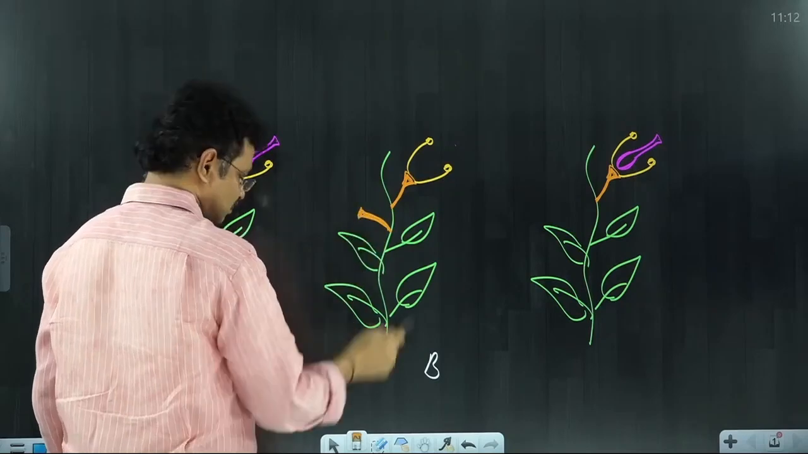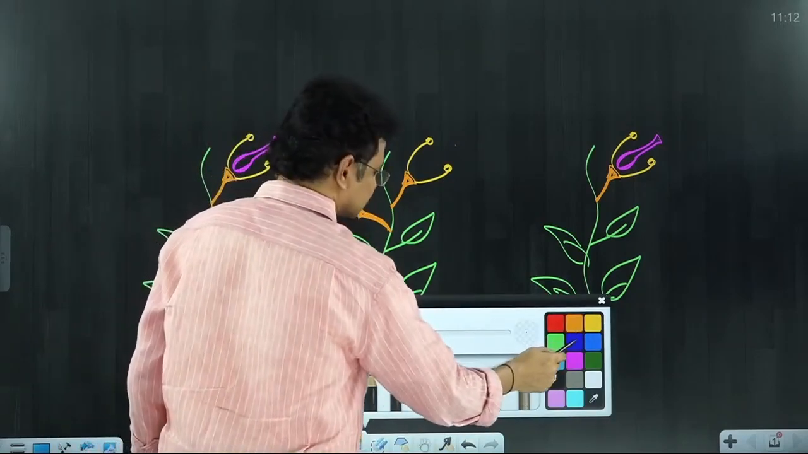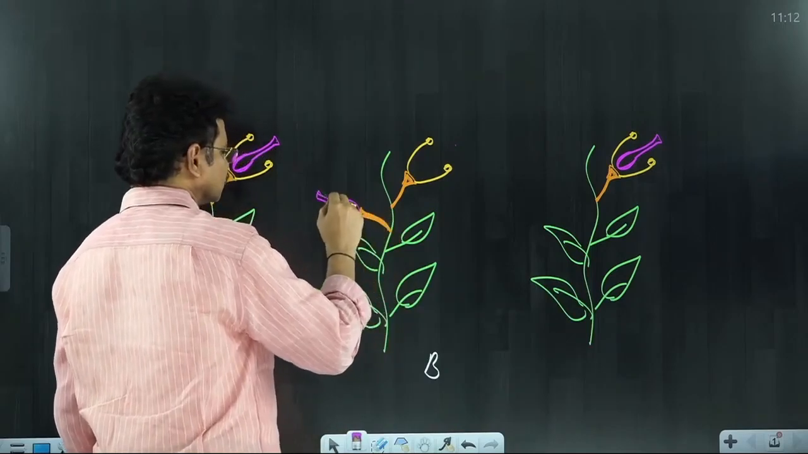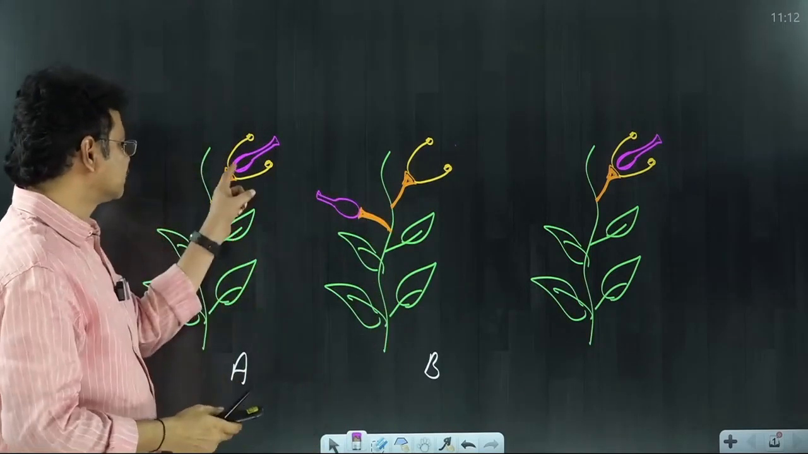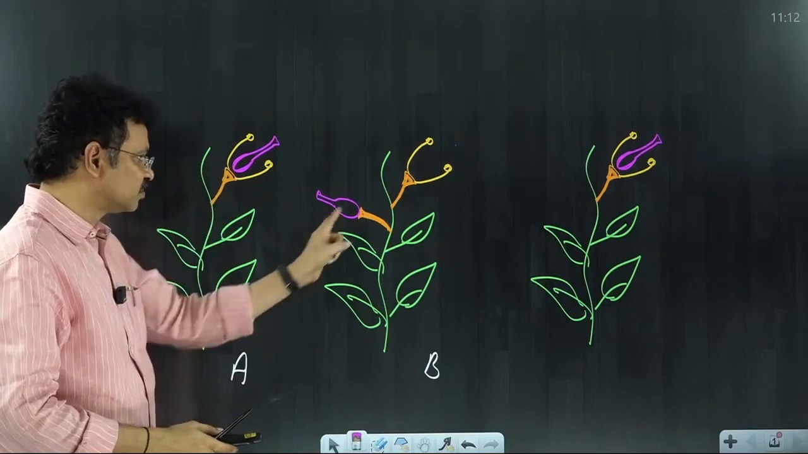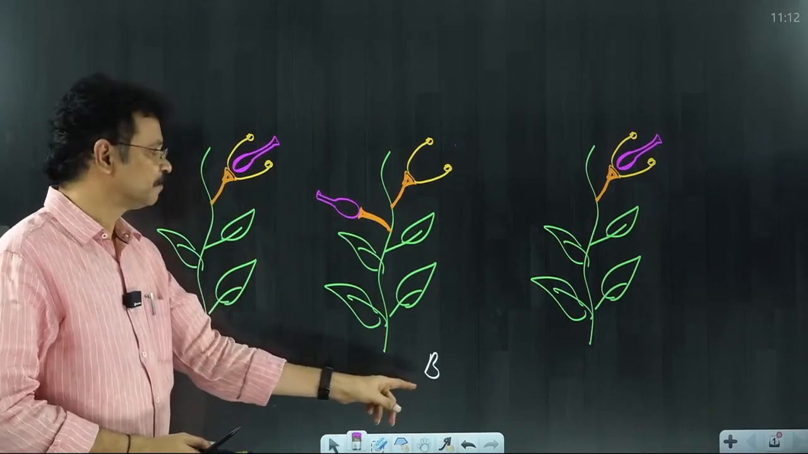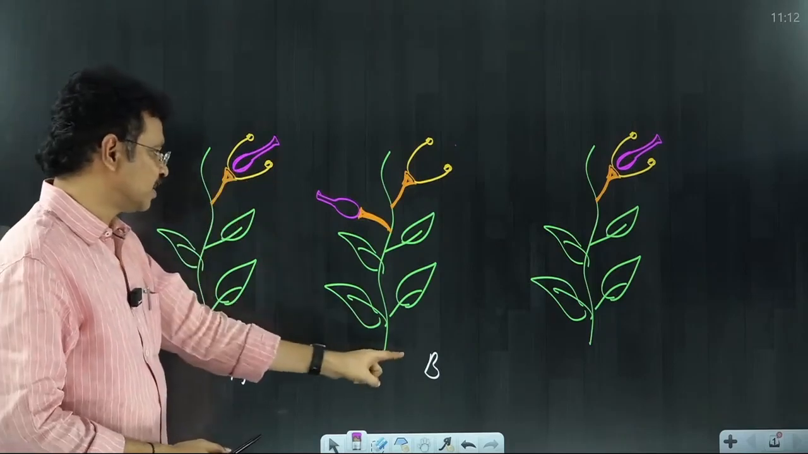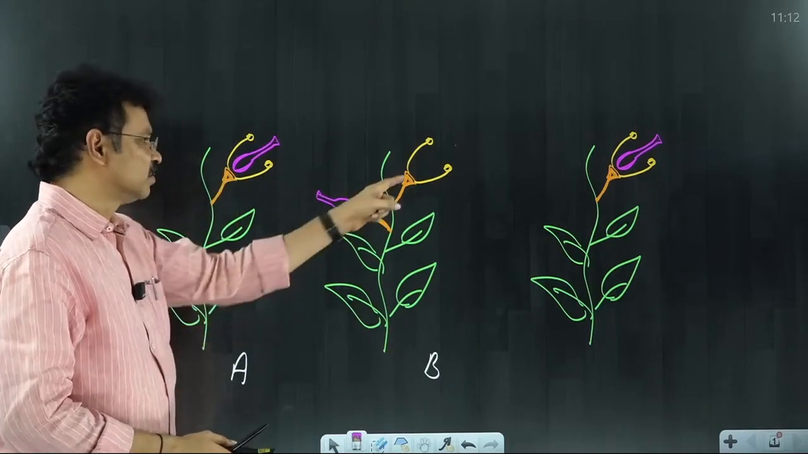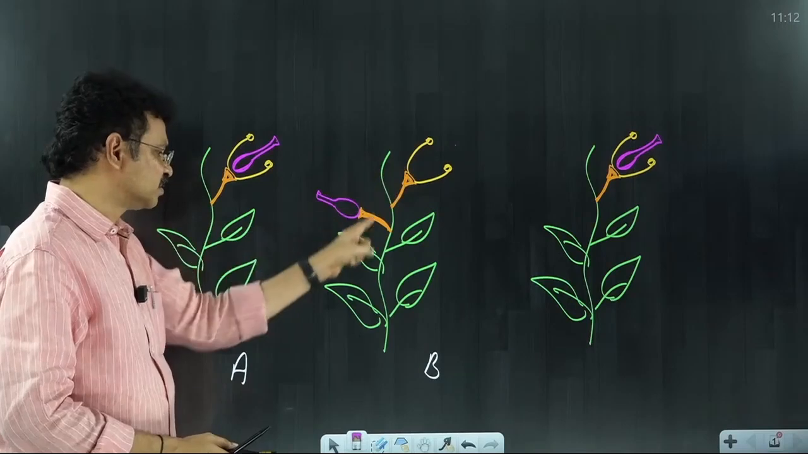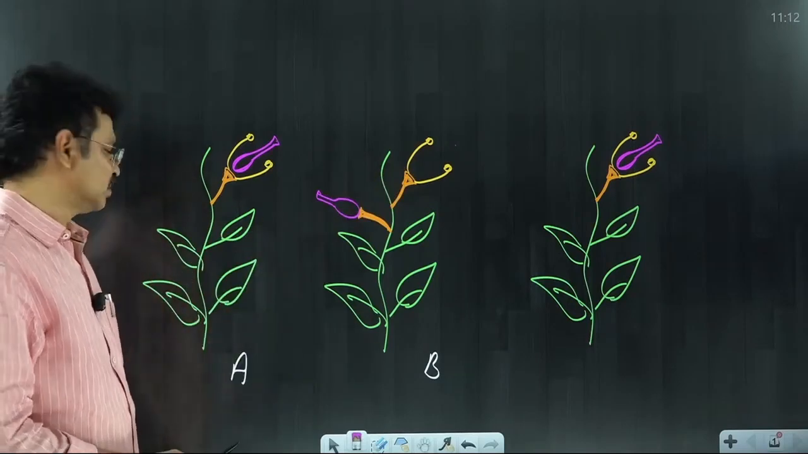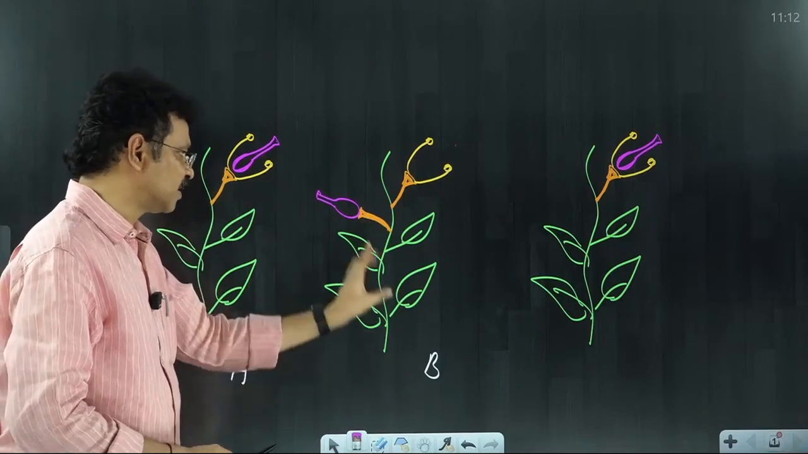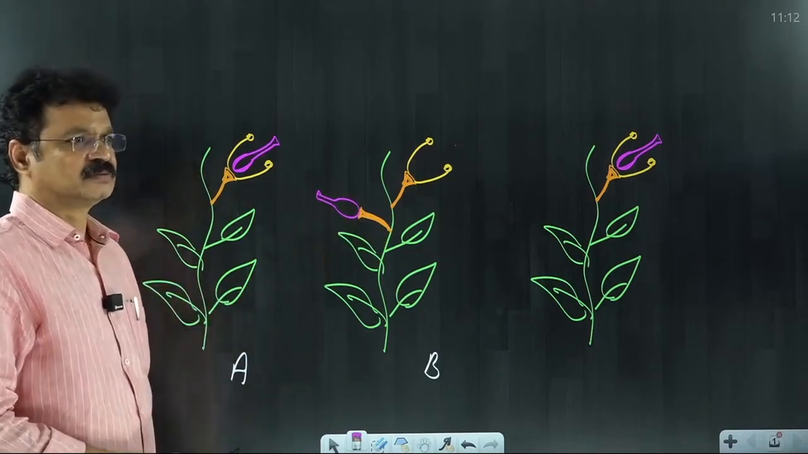Pedicel of the flower, thalamus, and female organs like carpels are there. Identify the difference between flowers of the plant A and the flowers in the plant B. In the plant A, flowers are bisexual. In plant B, flowers are unisexual. Both unisexual male and female flowers are present on the same plant body. Plant A possesses bisexual flowers, whereas in the plant B, unisexual flowers are there.